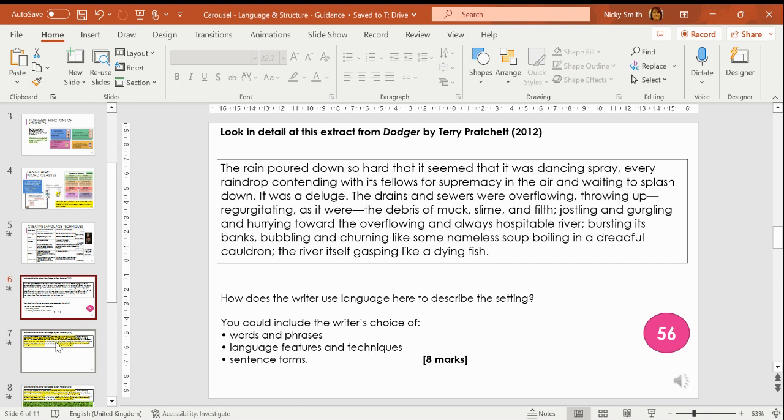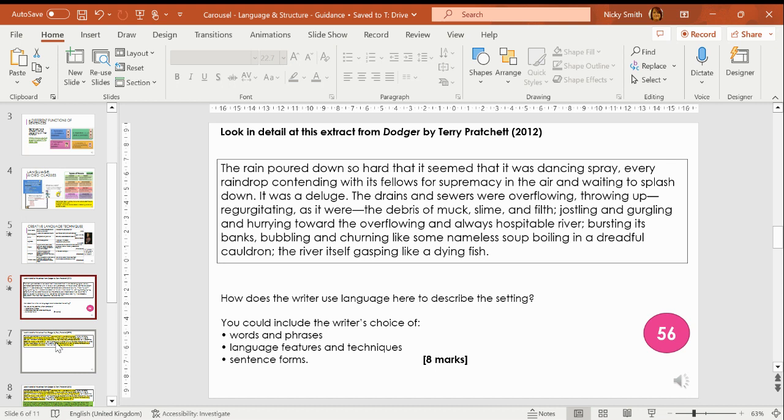So it does give you more to look at. But if it was specifically about how the writer uses language to describe the rain, for example, that would mean you'd have to choose quotes that are specifically about the rain. But I'll discuss that as we go through it.